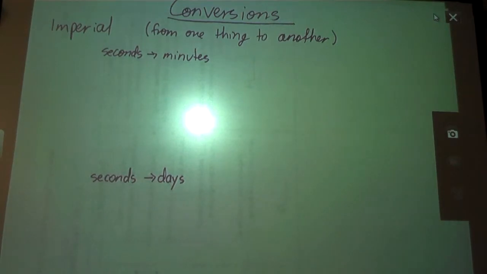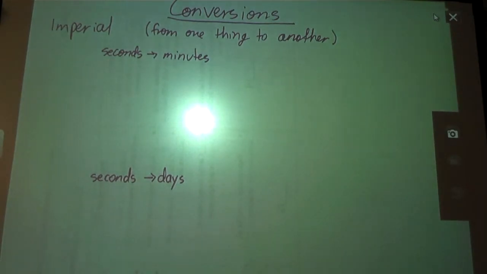So the first thing that you need to know how to do in really any of the science classes, chemistry, physics, are conversions. And at their simplest, this is just converting from one thing to another. You can see the examples I have here are all imperial units. Imperial just means American, for lack of a better word. So these are things like seconds to minutes, days, months, inches, miles, feet. Nothing metric, nothing with prefixes.